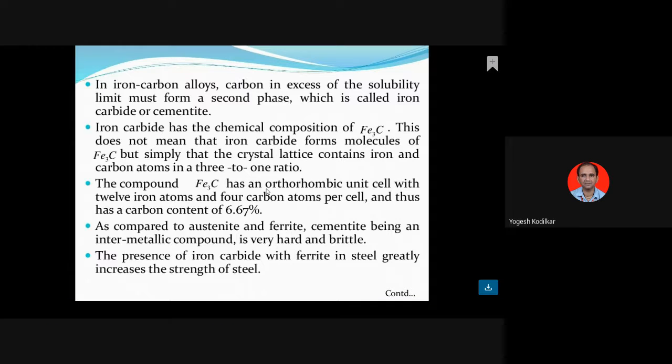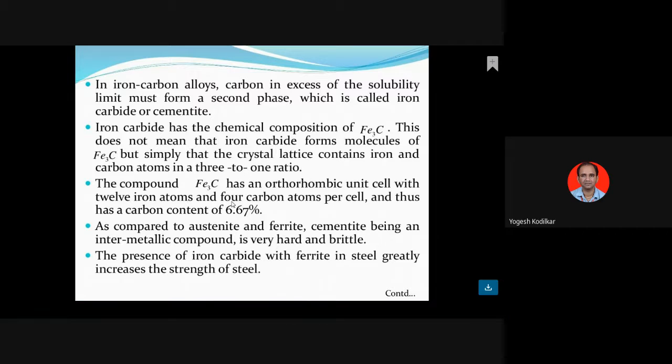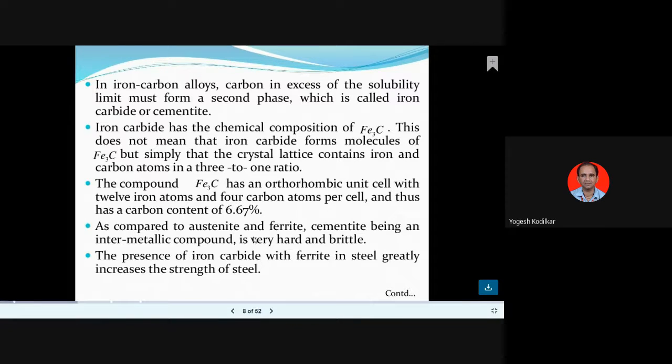The cementite structure is an orthorhombic unit cell with 12 iron atoms and 4 carbon atoms per cell, which has 6.67% of carbon. As compared to austenite and ferrite, cementite being an intermetallic compound is very hard and brittle. The presence of iron carbide with ferrite in steel generally greatly increases the strength of steel.